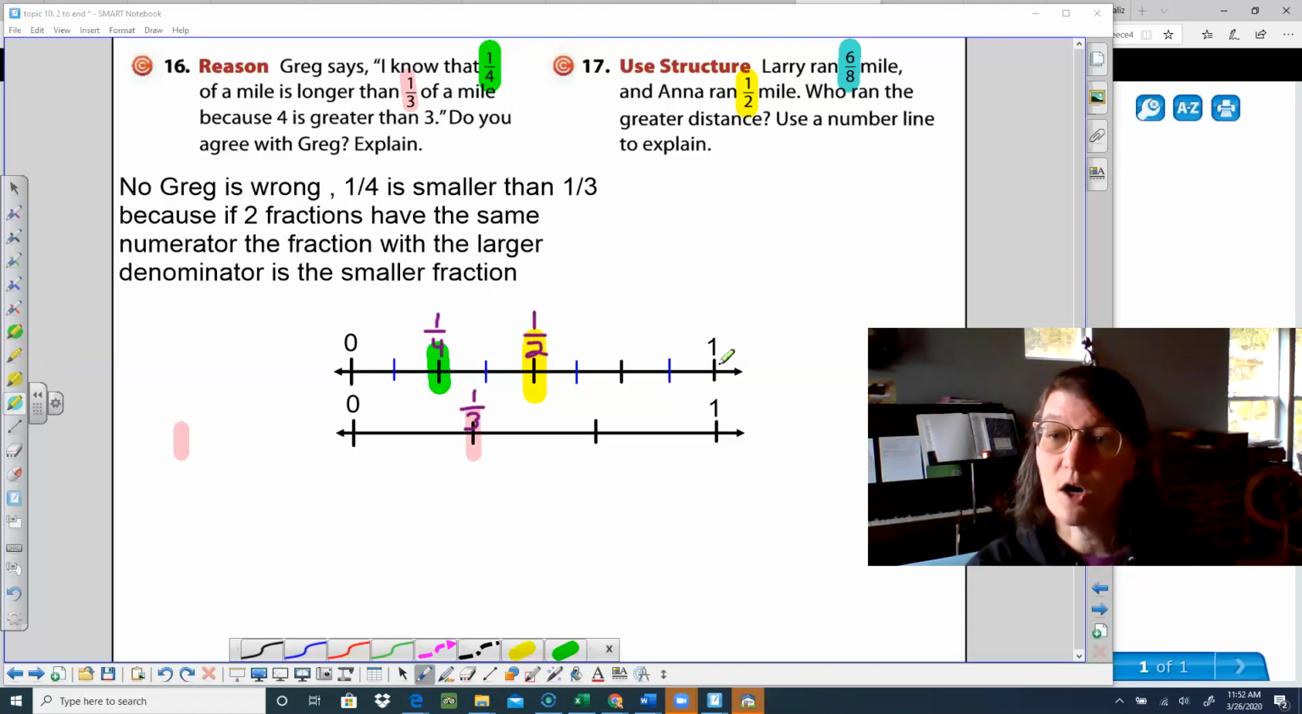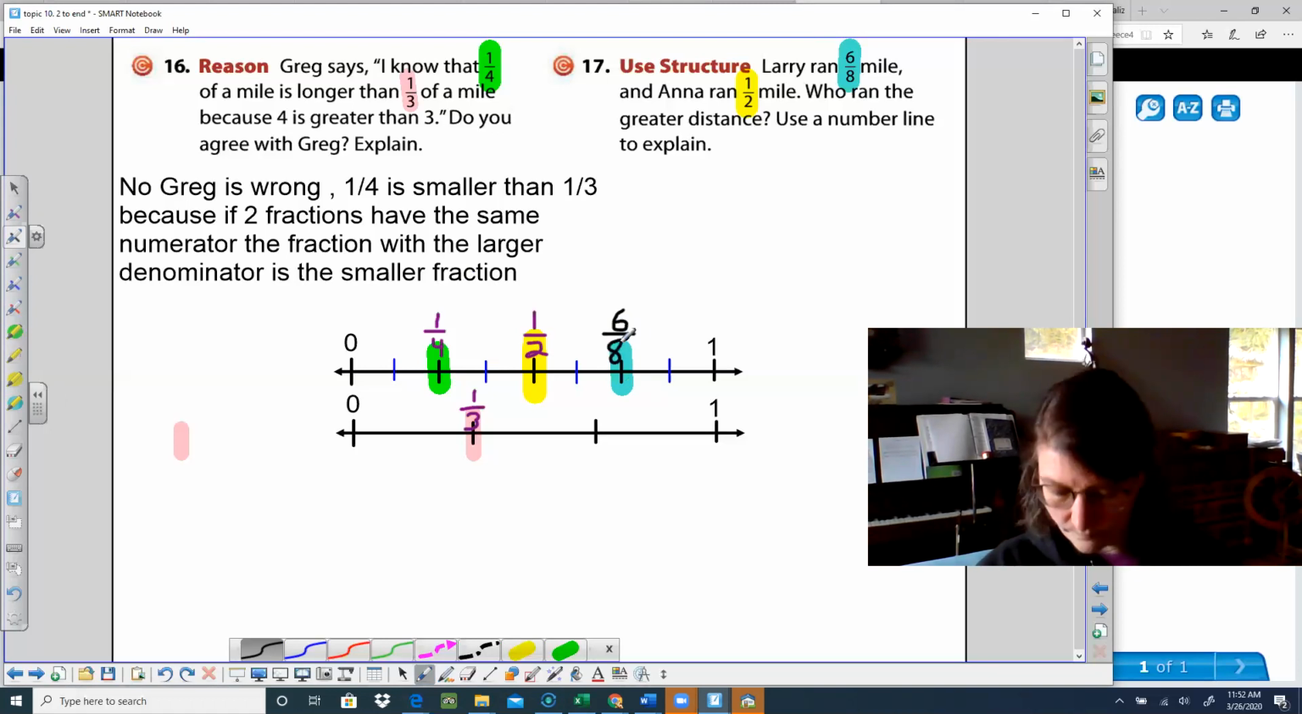And I need to make a mark at 6. So let's do that again. 1, 2, 3, 4, 5, 6. This is where I'm making my mark. And I need to label that 6/8. So I would love for you to label it 6/8 on your number line. Remember, if you need to pause the video to get caught up, please do so.